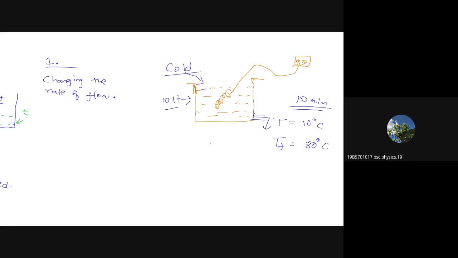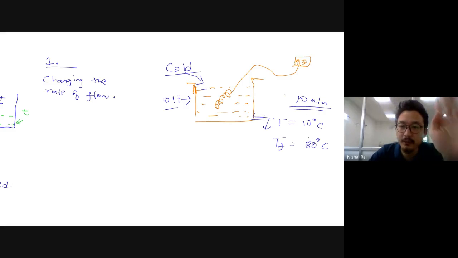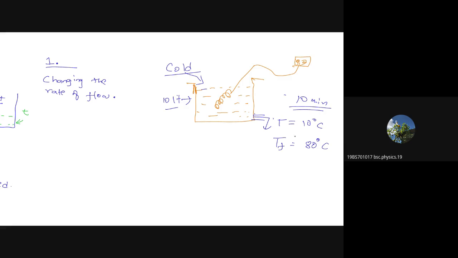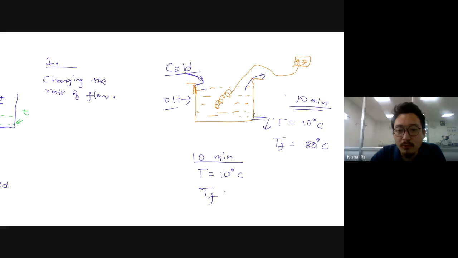Okay, let's say when you were not pouring any water, it took you 10 minutes to reach from 10 degrees Celsius to 80 degrees Celsius. I think that point is clear. Now, what you did is you started pouring cold water and taking out hot water. So at 10 minutes, the final temperature will be more or less? It will be less. Is it correct?